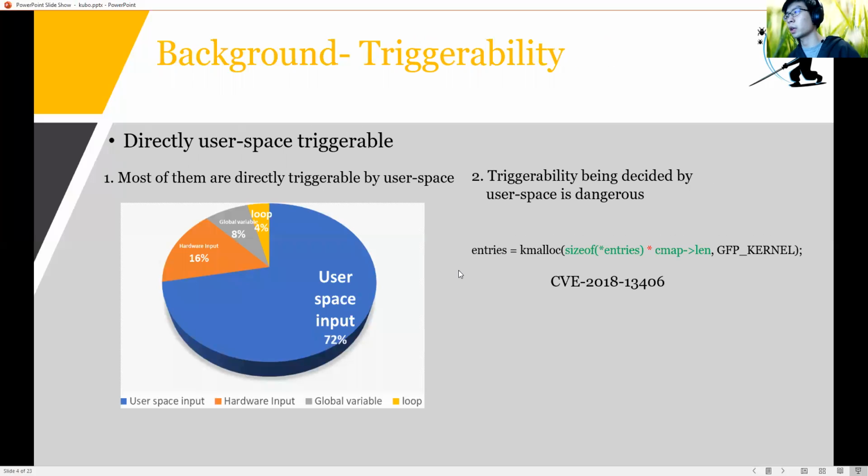Besides all the bad things that can happen because of undefined behavior, according to our survey, 72% of these vulnerabilities are directly triggerable through input from user space. And this is kind of scary because the triggerability of a vulnerability being decided by user space is always a bad thing for the security of the operating system. Like the piece of code I show here, the user space input taking control of how many bytes to allocate is always a bad idea.